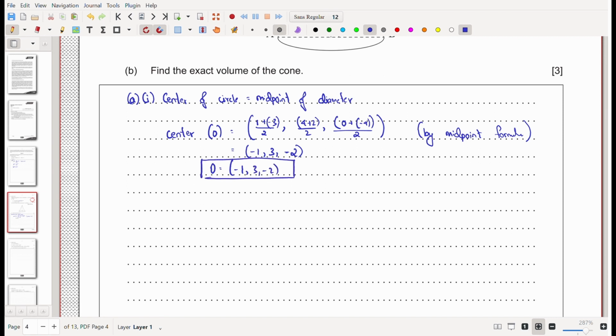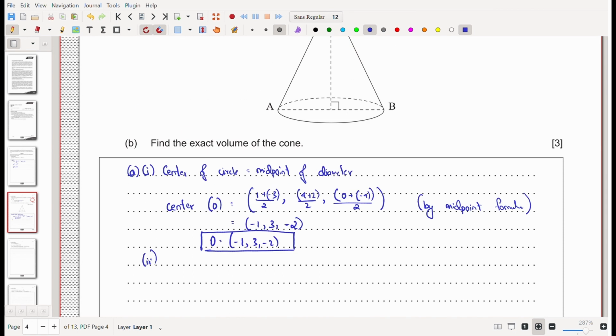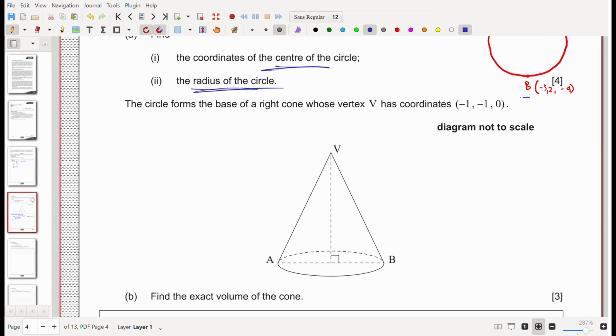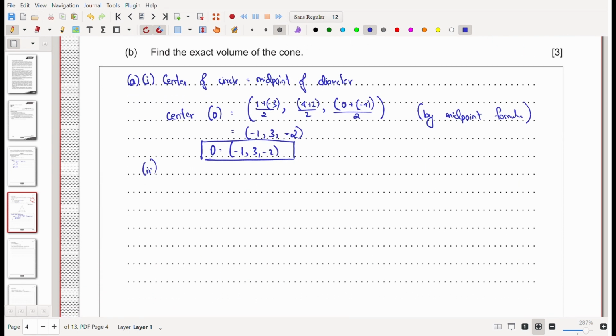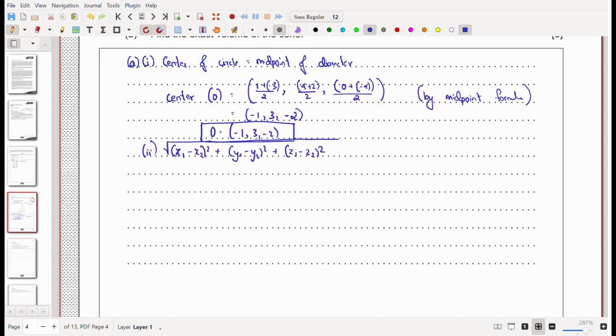Next, moving on to part 2, we are asked to find the radius of the circle right here. And the radius of the circle can simply be found by the three-dimensional distance formula, which is root over x1 minus x2 whole squared plus y1 minus y2 whole squared plus z1 minus z2 whole squared. And this is essentially like the three-dimensional Pythagoras theorem, and you might hear me calling that other times because that's how I like to remember it. It's okay if you have a different way.